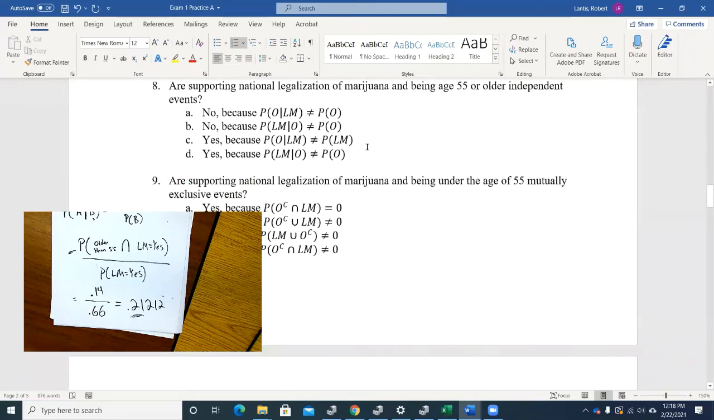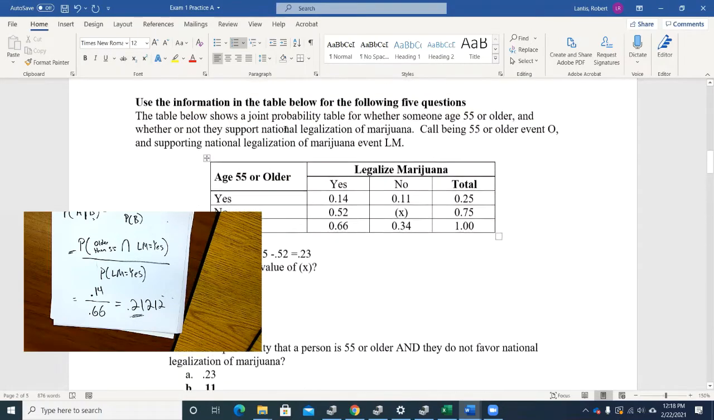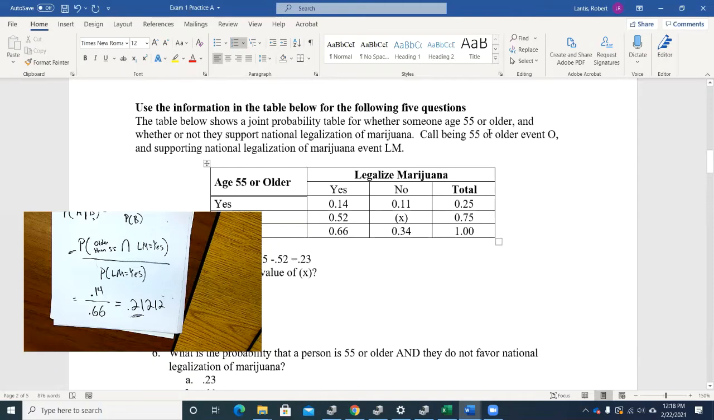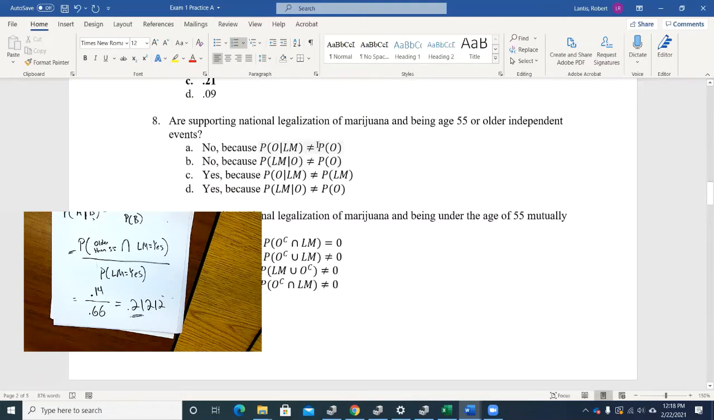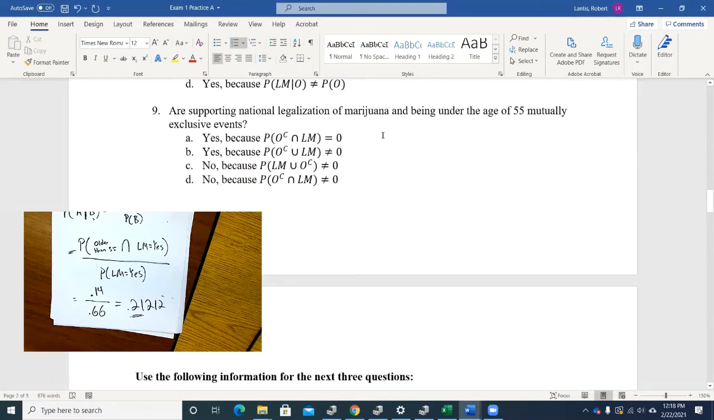So here's where it's maybe a little tougher, because we're writing things out in probability notation, so we can't just write out our events now. I'm giving you these events where O, I'll tell you up here, represents being older than 55, and LM represents wanting marijuana legalized. So not wanting marijuana legalized would be LM complement. So if we want these two things, first of all, let's do 8 and 9, because 9 is a lot easier. We'll spend more time on 8.